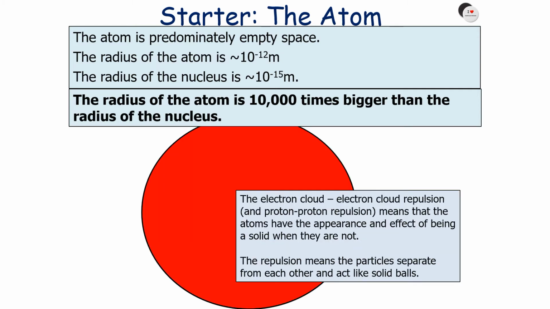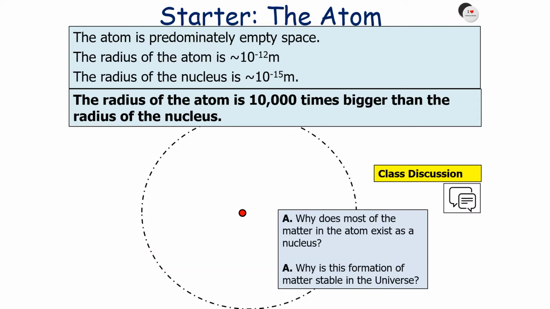Now the reason why this is the case is that the electron cloud repulsion and the proton-proton repulsion means that the atoms have an appearance of being solid and the effect of being solid when they're not. So this repulsion creates this empty space which allows them to separate from each other and somewhat act like solid balls. But the question you've got to ask is, why does most of the matter in the atom exist in the nucleus, and why is this the most stable form of matter in the universe?